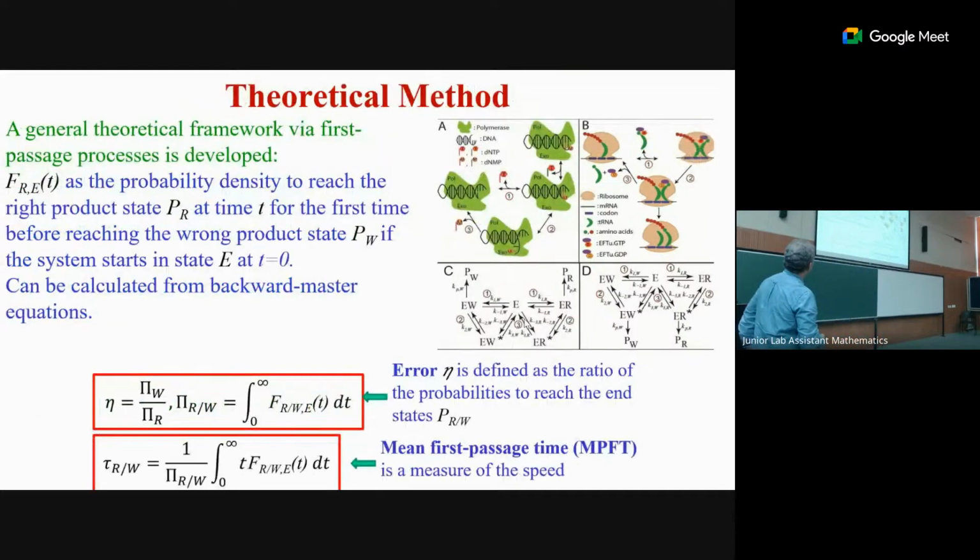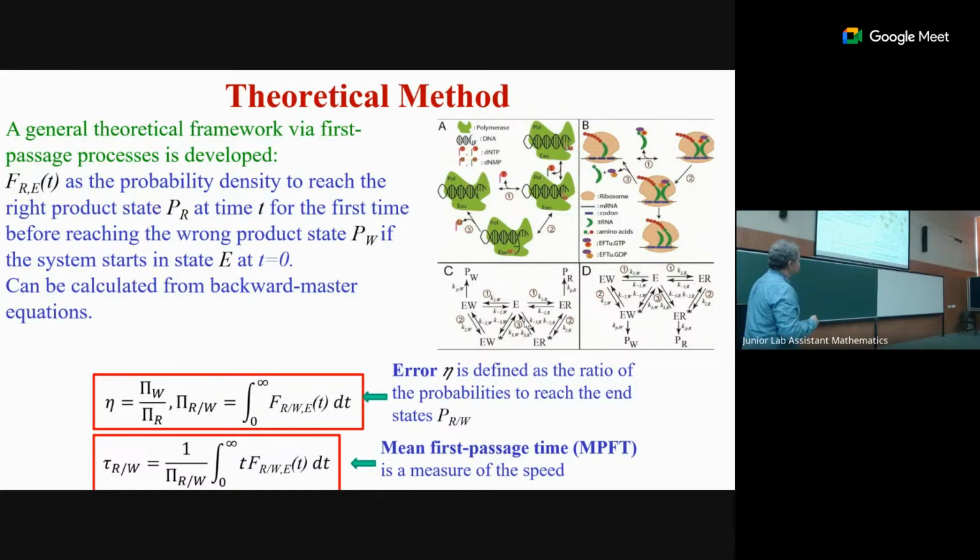Okay, good. So we come out with a model with a stochastic approach. So you can describe chemical kinetic schemes of kinetic proofreading. And again, you use first passage calculation. Here you can do first passage calculation.